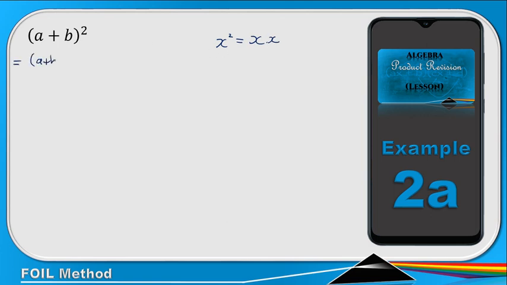You can say a plus b times by a plus b. Notice both are pluses because we are just multiplying the same thing with itself. And then what we do is just using the FOIL method. So we'll have a squared plus ab plus ab plus b squared. Okay, and then adding the like terms, a squared plus 2ab plus b squared. Okay, that's easy enough.